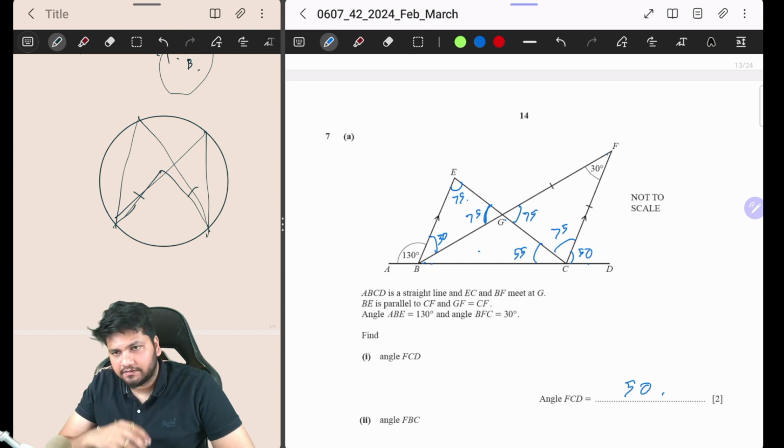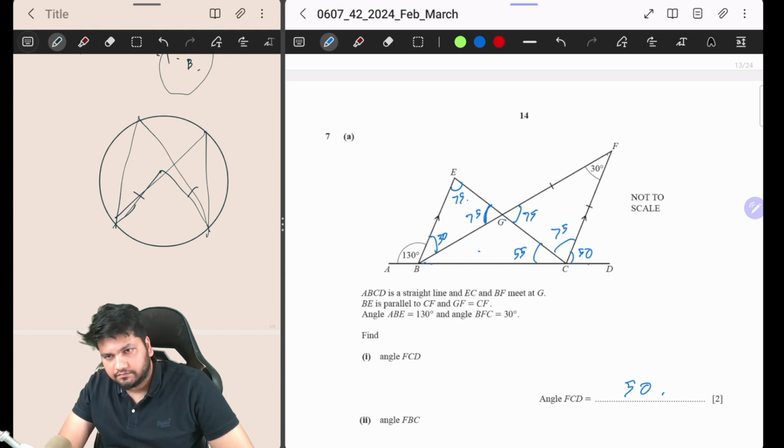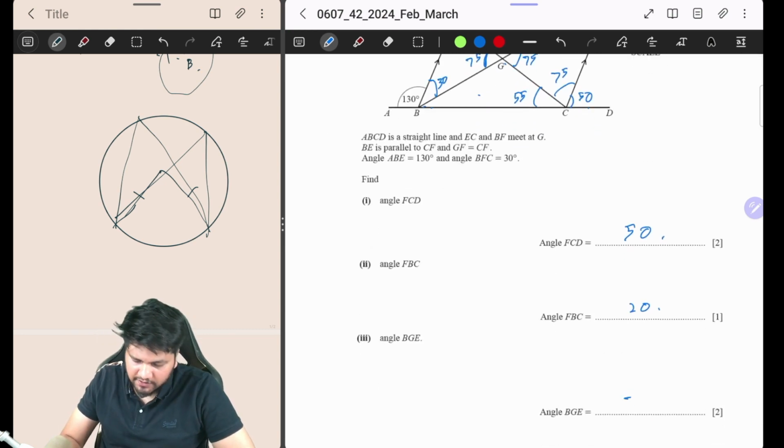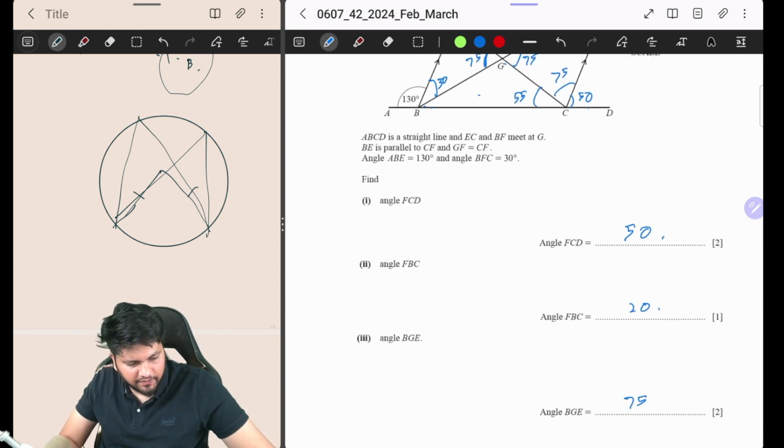Yeah, obviously they are similar. Has to be. Right? These triangles are similar. So even this is an isosceles triangle. Anyway, so angle BGE is going to be 75 degrees.